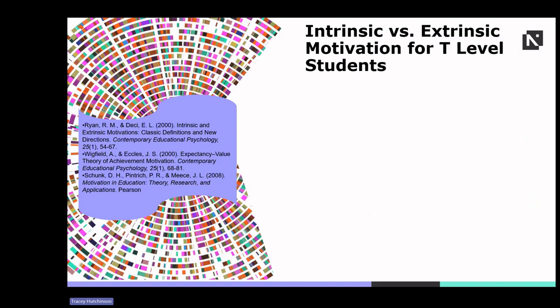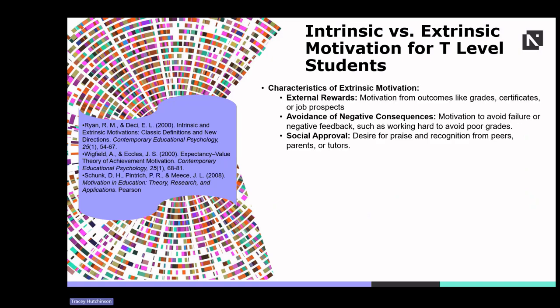So now let's explore extrinsic motivation. As mentioned, extrinsic motivation involves engaging in an activity to achieve an external reward or to avoid a negative outcome. For T-level students, extrinsic motivators might include grades, qualifications, job prospects, or praise from teachers and parents. So what are the characteristics of extrinsic motivation? So first is external rewards, motivation driven by outcomes like grades, certificates, or future job opportunities. For instance, students might be motivated to complete a T-level in health for the qualification needed to enter nursing or other healthcare careers.